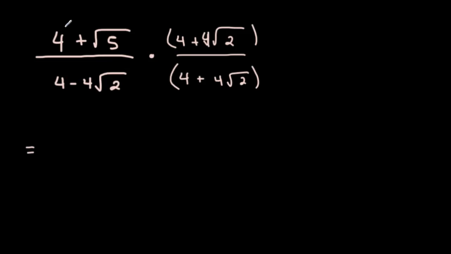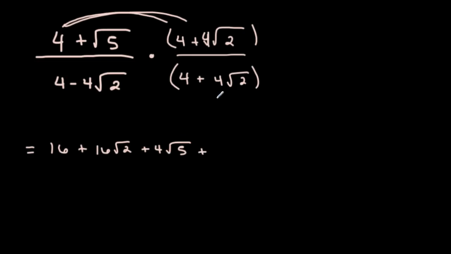So I'm going to bring it down here, equals 4 times 4, 16, plus 4 times 4 radical 2, 16 radical 2, distribute again, plus 4 radical 5, plus 4 radical 10. And again, I just distributed everything I just FOILed here. So 16 plus 16 radical 2, plus 4 radical 5, plus 4 radical 10.